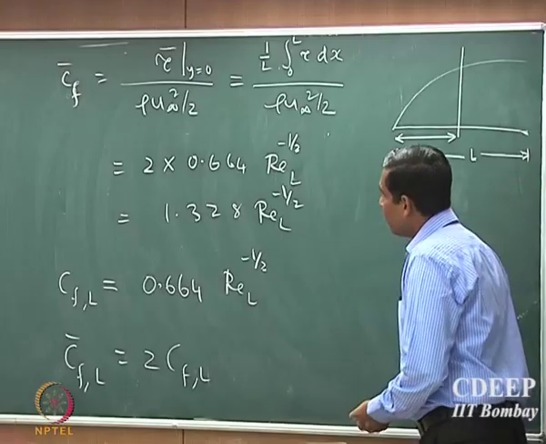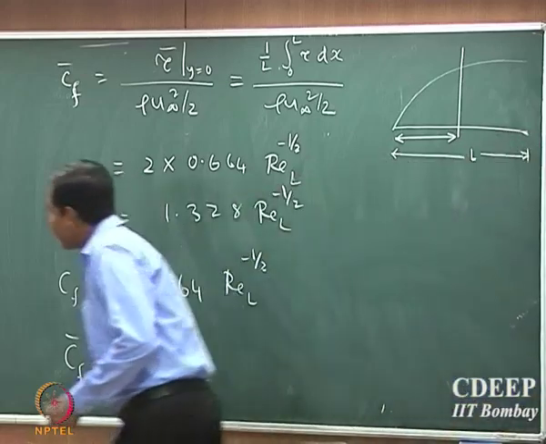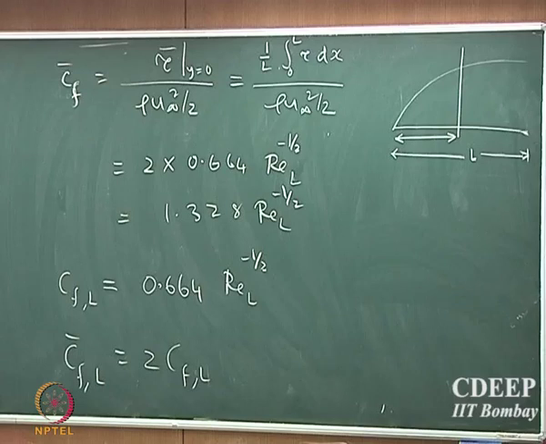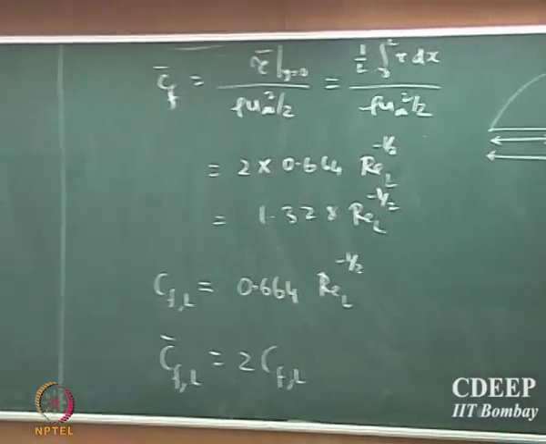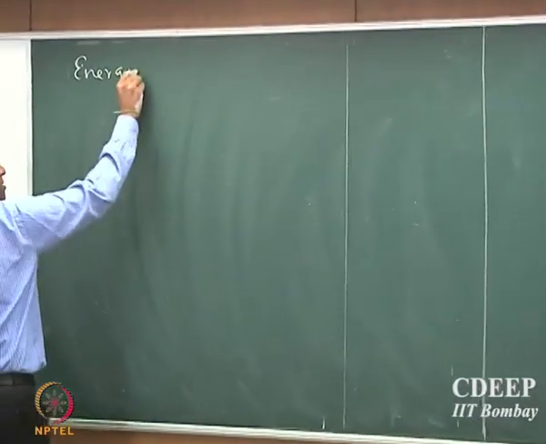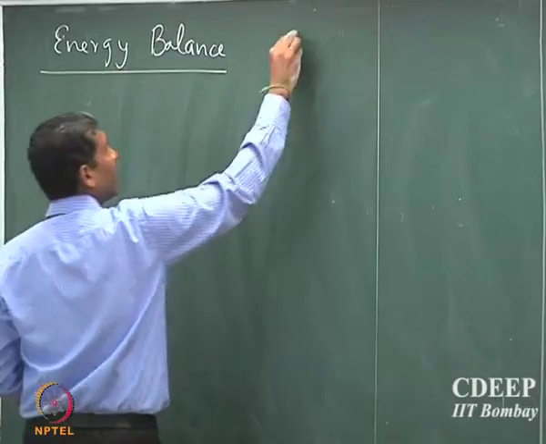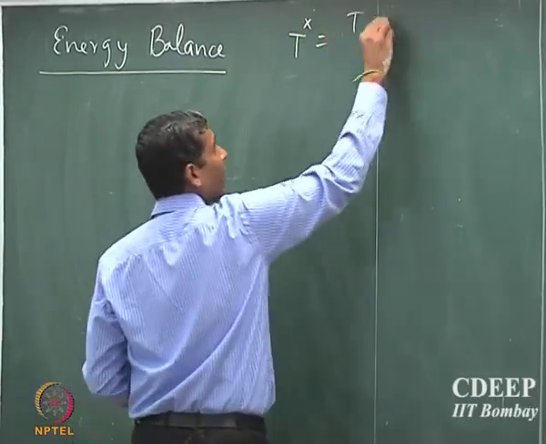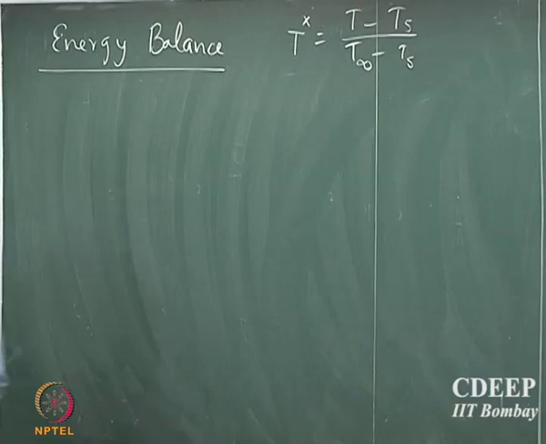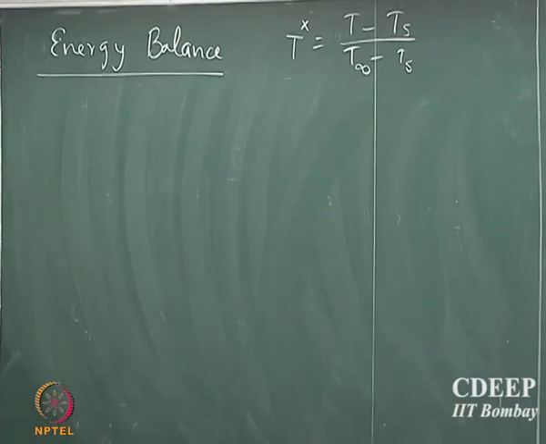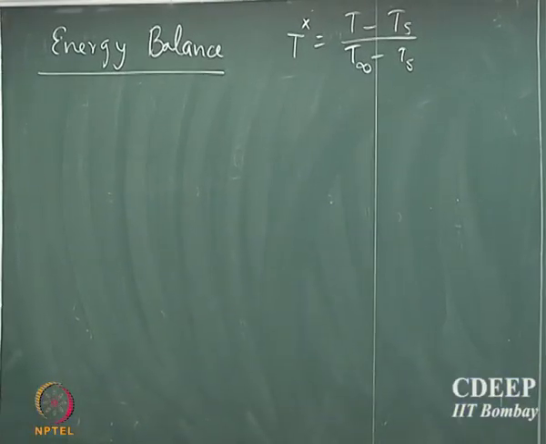So similarly, one can do for the energy balance and the mass balance. So what you will see for energy balance, we can now write the energy balance in terms of the modified or new variables. So I define T star as usual as T minus Ts by T infinity minus Ts. Okay. So I define this dimensionless temperature.